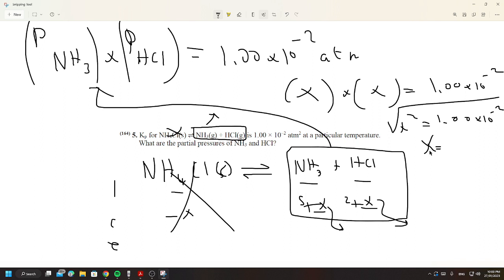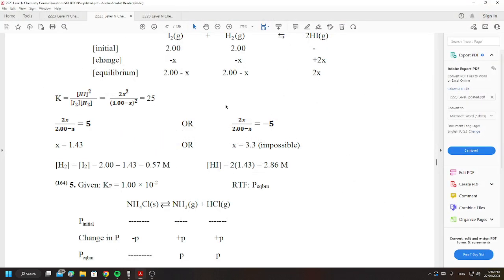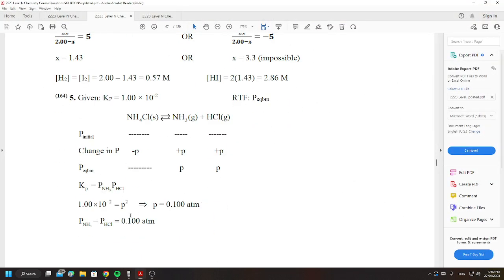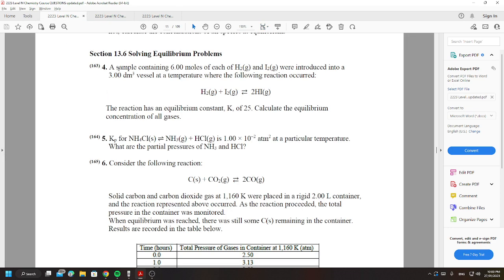So what is the square root of 1.00 times 10 to the power of negative 2? It's 0.1, right? I should have thought of that. You can easily do that. Okay, so let's just double check here. The answers for the partial pressure of NH3 and the partial pressure of HCl are both 0.100.